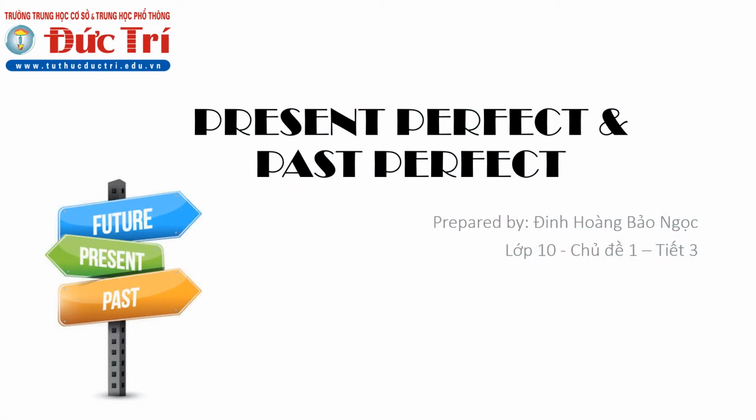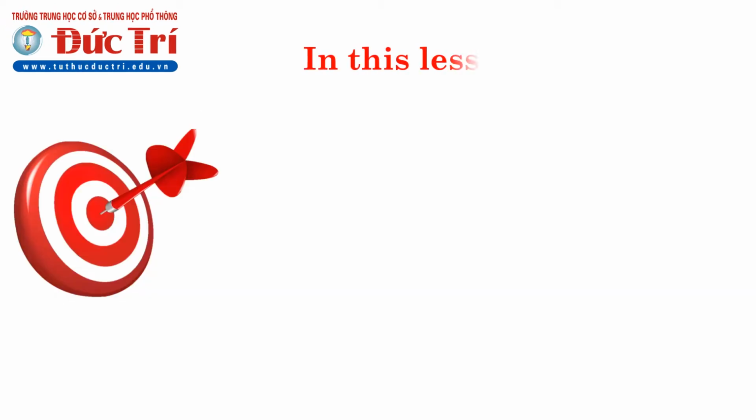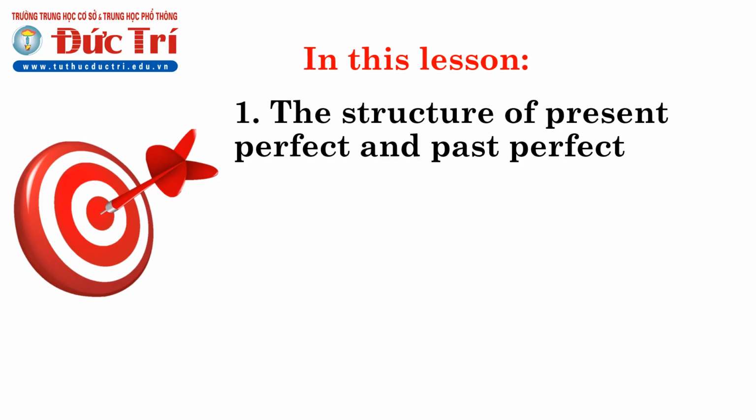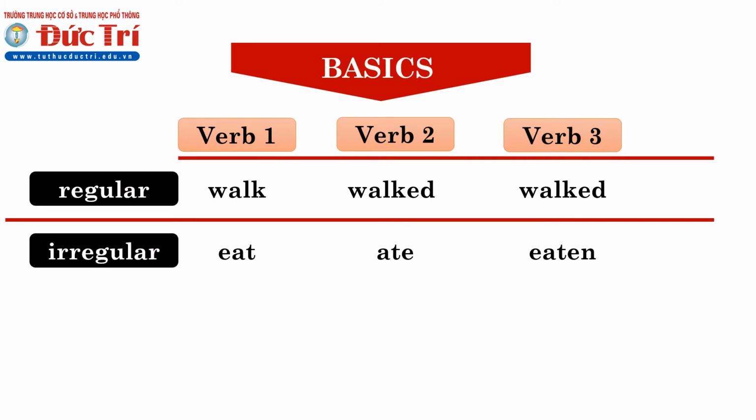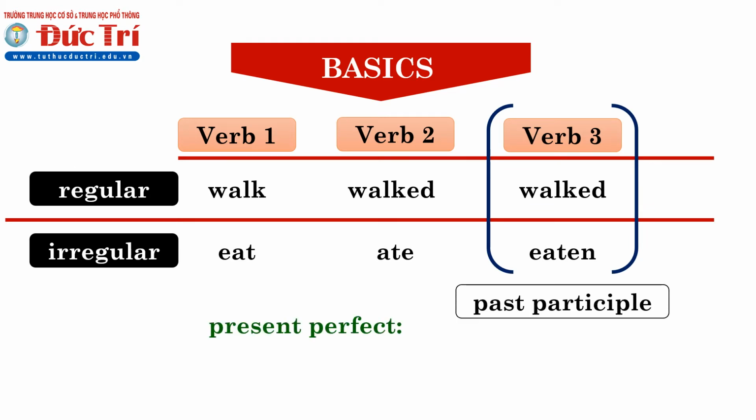Today I'm going to show you about the present perfect and the past perfect. In this lesson, we are going to focus on the structure, how we use it, and then we practice. Let's start with the basics. I have here the regular and irregular verbs. For the perfect tenses, we use the verb number 3, and it's called the past participle. For example, in present perfect, I have walked to school.